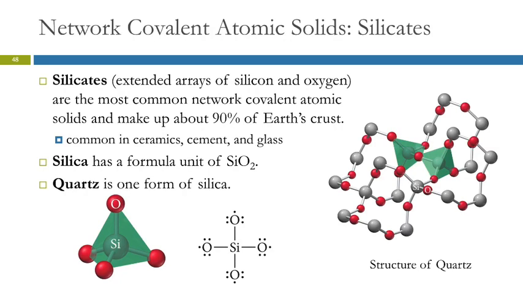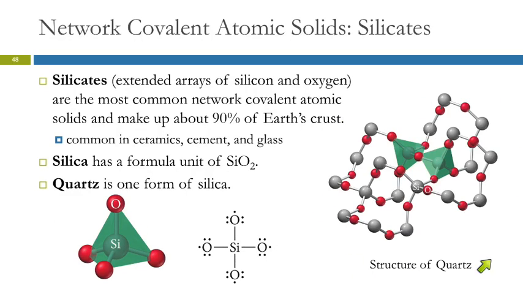This is by far the most common network covalent atomic solid. It makes up about 90% of the Earth's crust. Sand is mostly silicates. So this is very common in ceramics, cement, and glass. We're going to talk about each of those. The formula unit for silica is SiO2, and depending on what its structure is, it can have different appearances. Quartz is one form of silica.